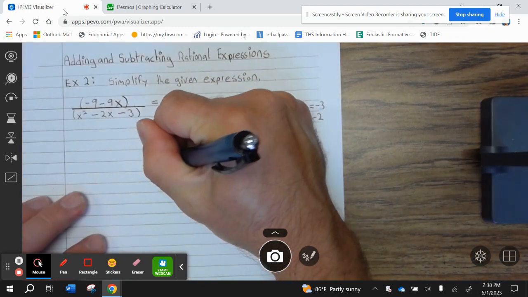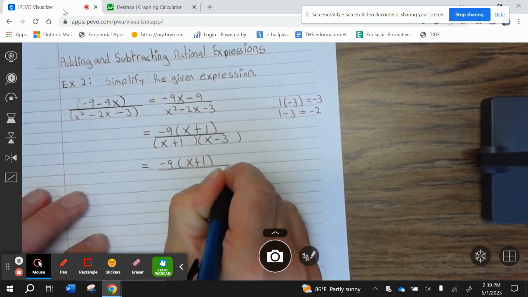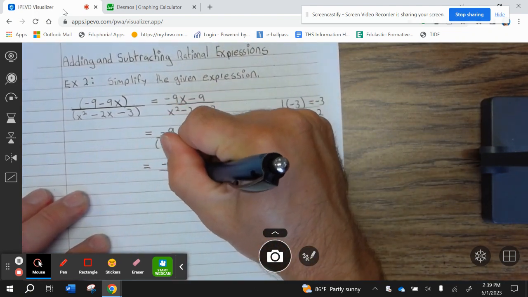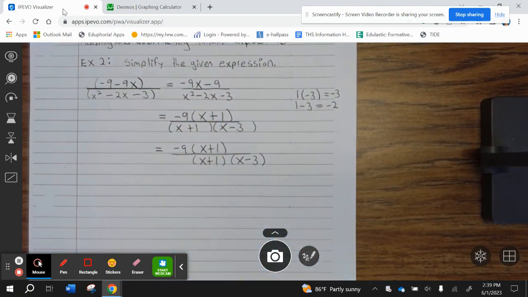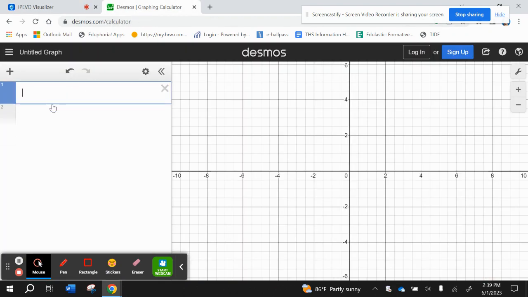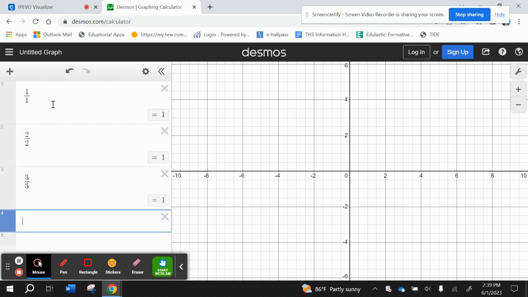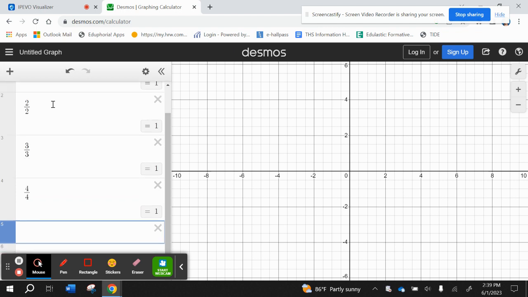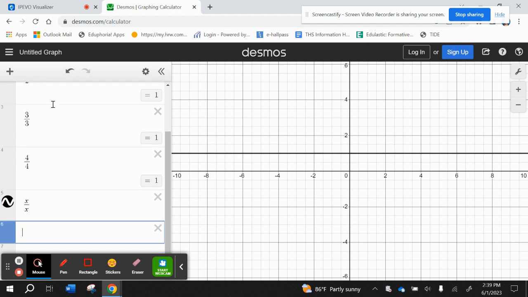Let's rewrite this as negative 9 times x plus 1, divided by x plus 1 times x minus 3. Now, to understand what I'm going to do next, let me use Desmos to explain something. 1 divided by 1 is 1. 2 divided by 2 is 1. 3 divided by 3 is 1. 4 divided by 4 is 1. x divided by x is 1. So anything divided by itself is 1.